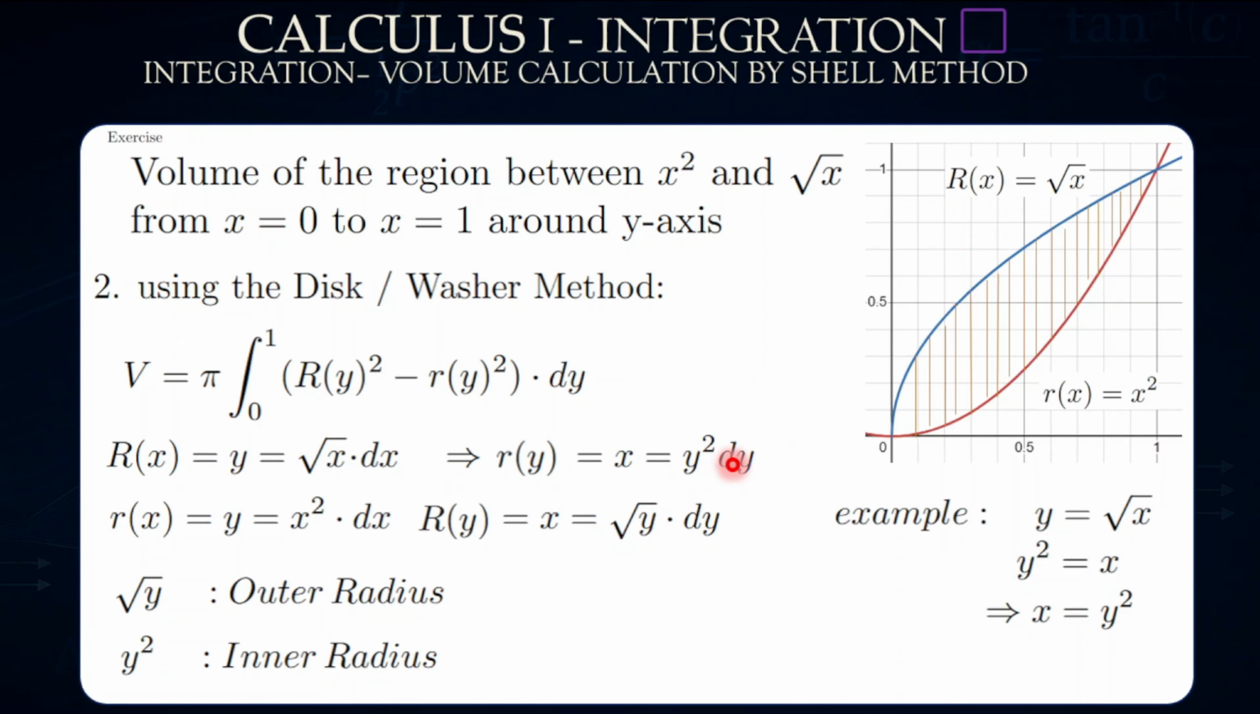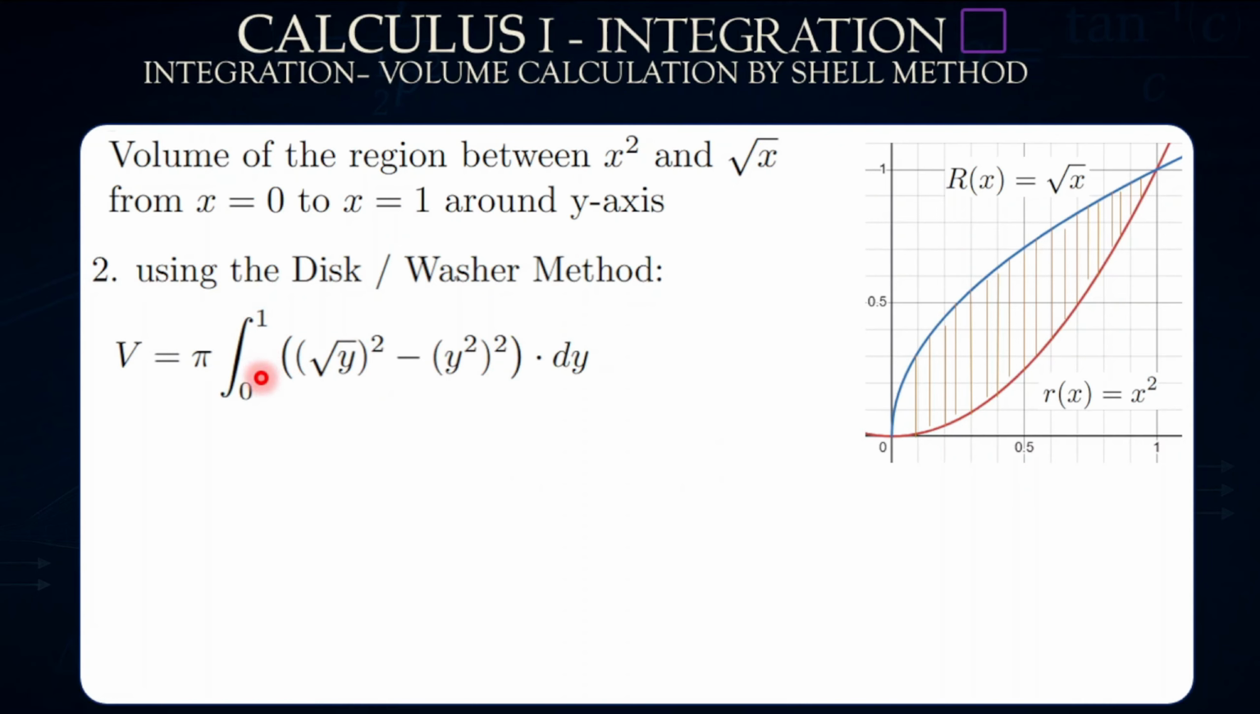Let's obtain the volume. So V equals pi integral from 0 to 1 of square root of y squared minus y squared squared dy. Here we are integrating with respect to y again. That's why the integration is according to the y variable and the differential is dy, no longer dx, because we are revolving around the y axis. So V equals pi integral from 0 to 1 of y minus y to the fourth dy.